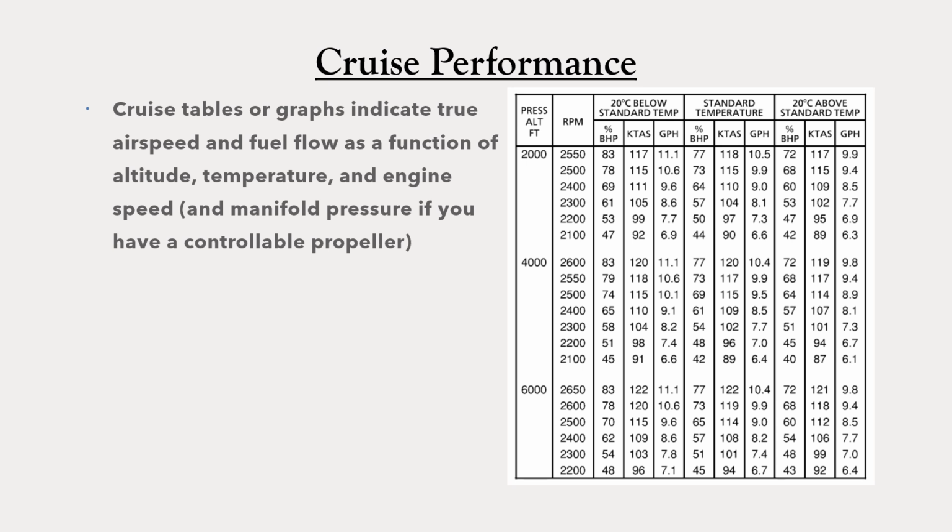We'll find this information in the performance section of the POH, either in a table as illustrated here or in graph form. And we use this in the same general way we use the tables for takeoff and landing performance. Notice in this case, the temperature is not an absolute number, but instead is a temperature relative to the standard temperature for that altitude.